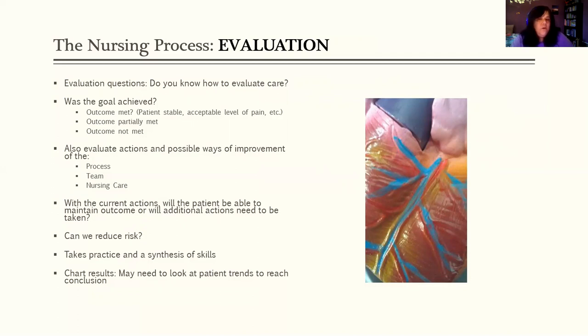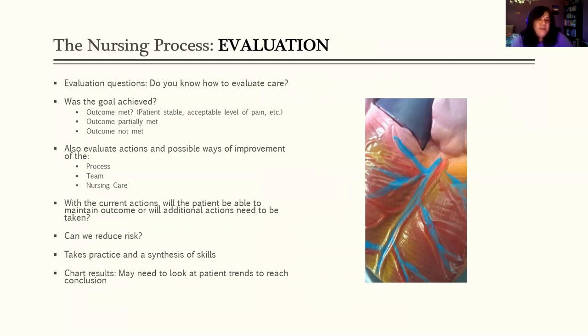Or was the goal maybe only partially met? Maybe it wasn't met at all. So maybe our plan had some flaws in it. We also have to evaluate the actions and possible ways of improvement of the whole process. How well did the process work? In other words, was it smooth? Did everybody kind of work together? Or do we need to adjust the process a little bit to take care of our patients a little better?